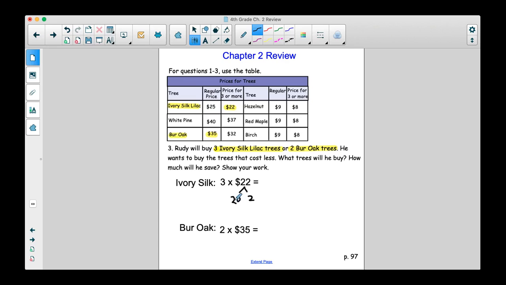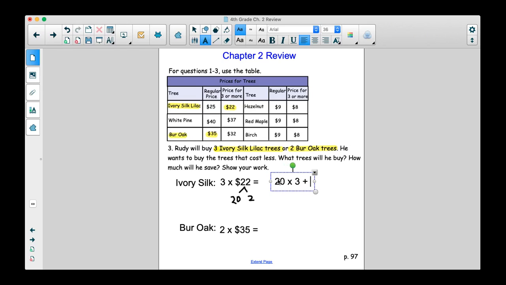And then I'm going to multiply each of these times 3. So I'm going to do 20 times 3, and then add it to the 2 times the 3. Okay, so I've got 20 times 3 and 2 times 3. 20 times 3 I can do because I can count by 20: 20, 40, 60. All right, so that's that part.